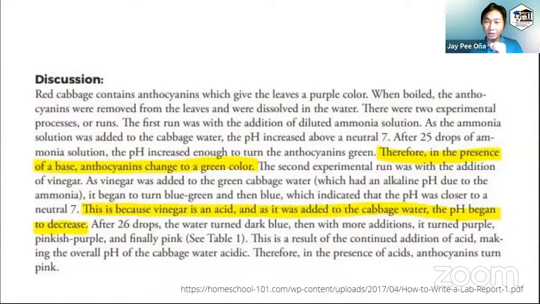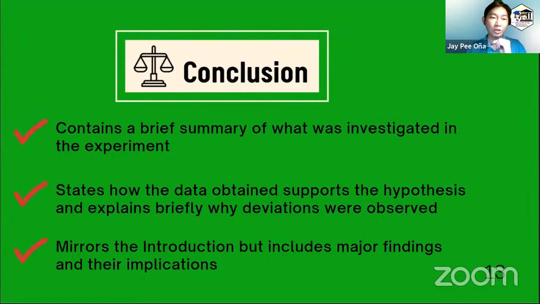Okay? So makikita natin dito yung mga essential points or the essential results, and also the conclusions, yung mga intermediate conclusions natin. So sabi niya, therefore, in the presence of a base, the anthocyanins change to a green color. Okay? And in the presence of vinegar, which is an acid, the pH began to decrease, and then in the presence of acid, the anthocyanins turn pink. So makita natin, very simple lang yung observations, because this is just a high school laboratory experiment.